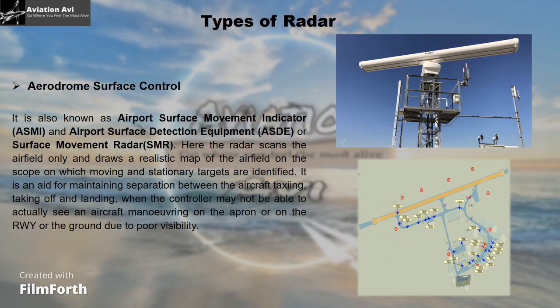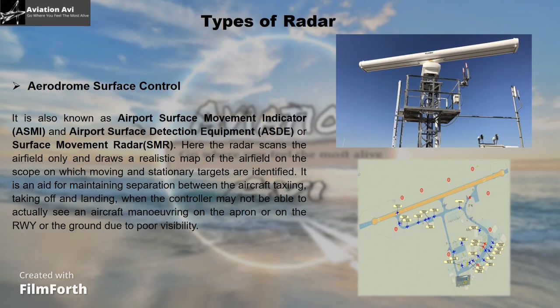Let us look at the types of radar. Firstly, the Aerodrome Surface Control Radar. It is also known as the Airport Surface Movement Indicator (ASMI), the Airport Surface Detection Equipment (ASDE), or the Surface Movement Radar. As you can see in this image, this is what a surface movement radar looks like. You may have spotted this at various airports.